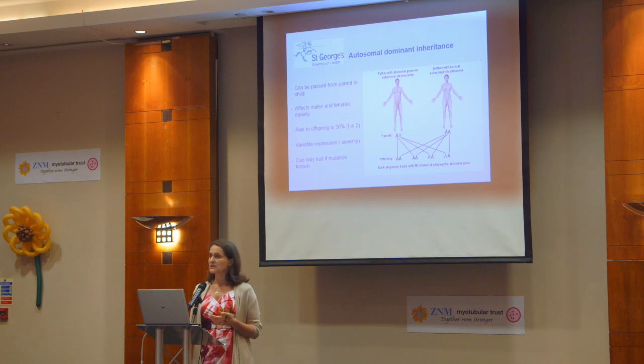So the thing about dominant conditions as well is that they affect males and females equally. The other thing about them is that they're more prone to variability in expression. So even in a family with a number of people with the same genetic change, you can see variability in how it affects them. It's not always exactly the same. So any questions about dominant inheritance? Was that fairly clear?